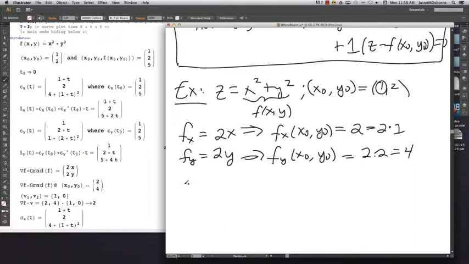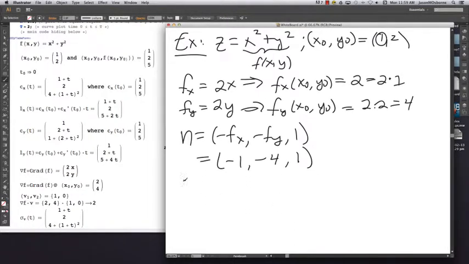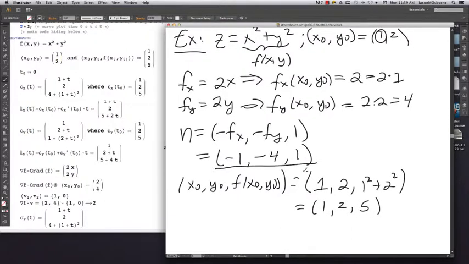So now I know the normal for this tangent plane. It was minus f sub x, minus f sub y, comma 1. So our normal vector is negative 2, negative 4, 1. There's the normal vector for your plane. And you know the point that it goes through: x naught, y naught, f of x naught, y naught. That is the point 1, 2, 1 squared plus 2 squared. So you know that this plane should go through the point 1, 2, 5 and have this as its normal vector.